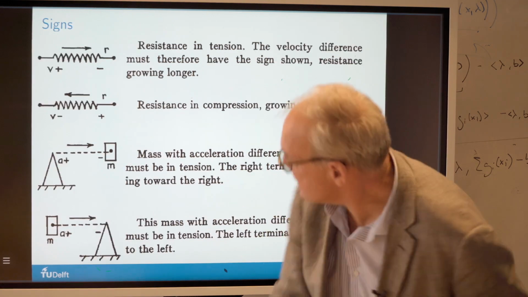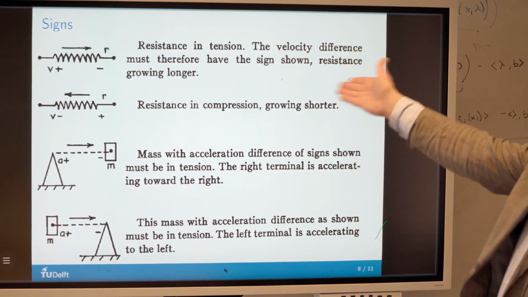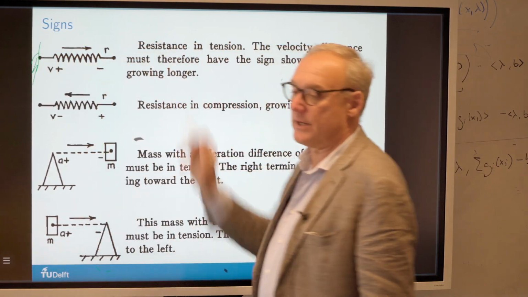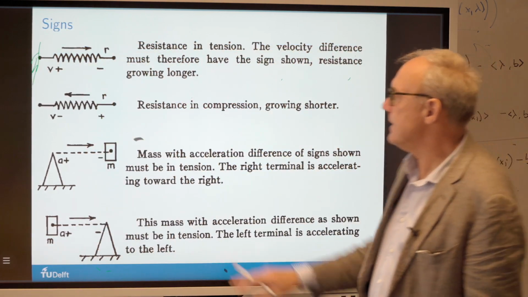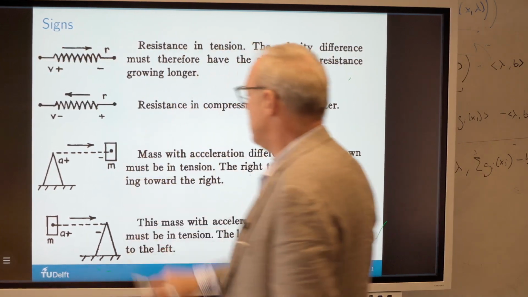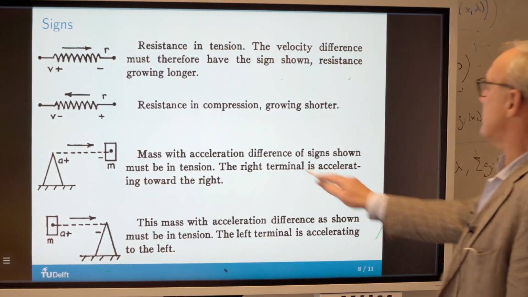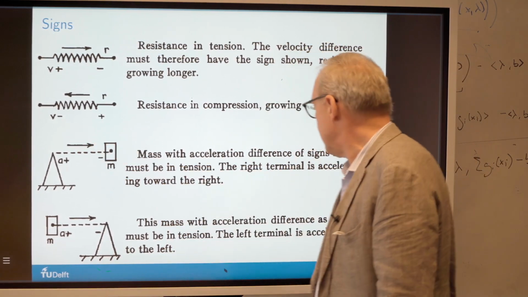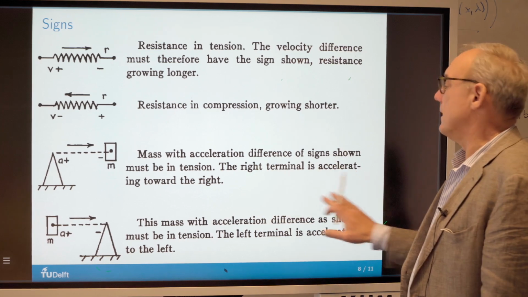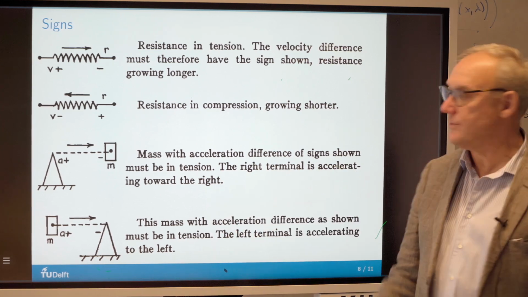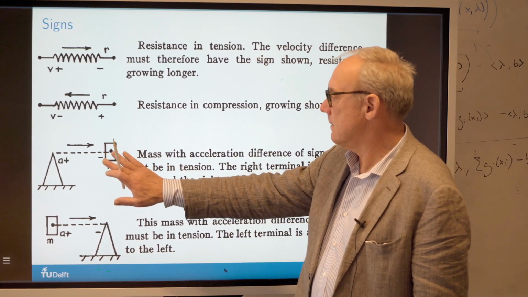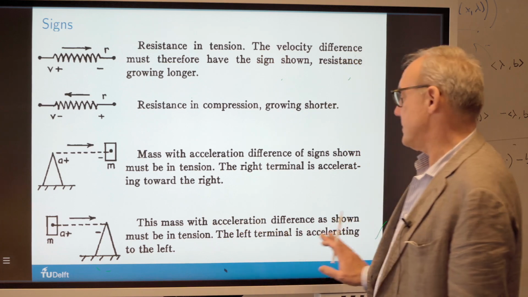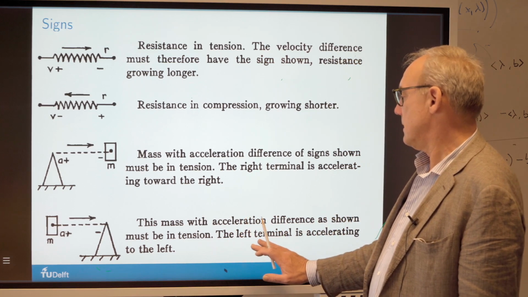And let's go a little bit on. Our resistance is the same, right? So you take this damper and you anchor it, and then this will be positive. Right? And then here's the mass. Mass with acceleration, the difference of sign shows it must be in tension. So this mass is in tension. Yeah? The right terminal is accelerating towards the right. So tension is, this thing is being credited. Compression, acceleration of the sign shows it must be in tension. Okay.